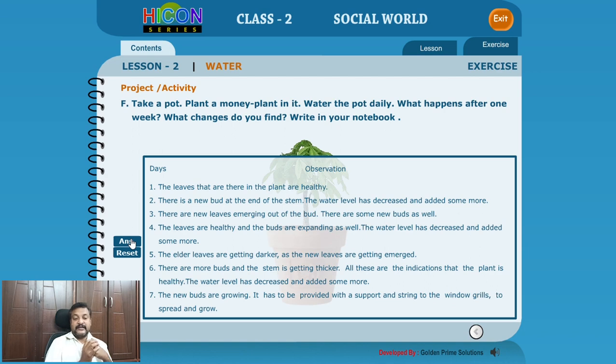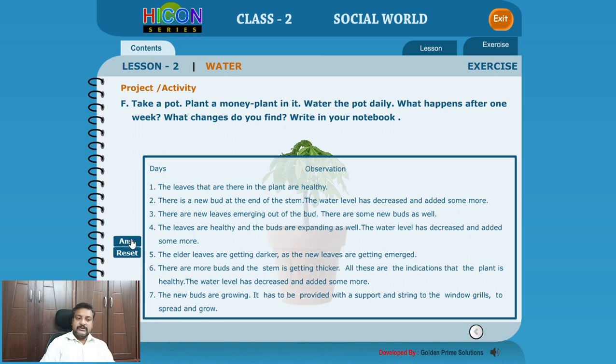It has to be provided with a support and a string to the window grills to spread and grow. Now the new buds are growing into new climbers, so they need a support to grow. A thread was tied with the help of a pole and kept onto the window grill. Window grill means the iron framing part of the window so that it can easily grow over there.